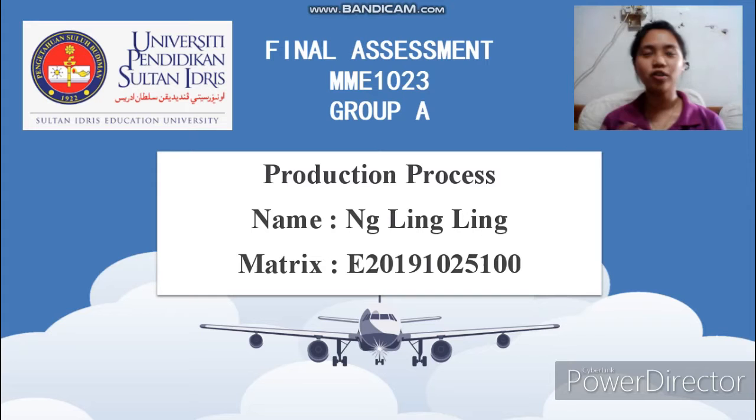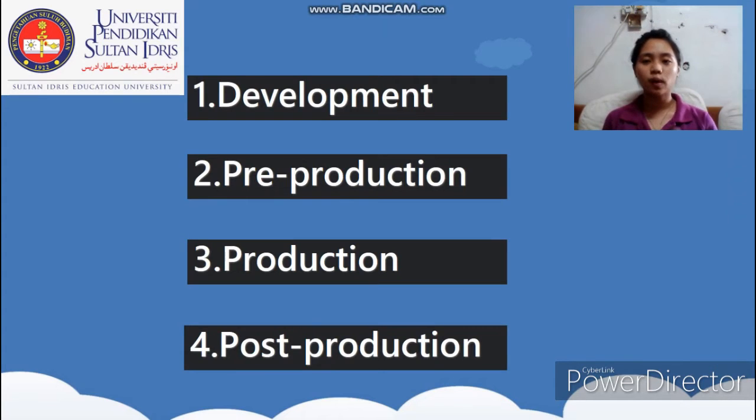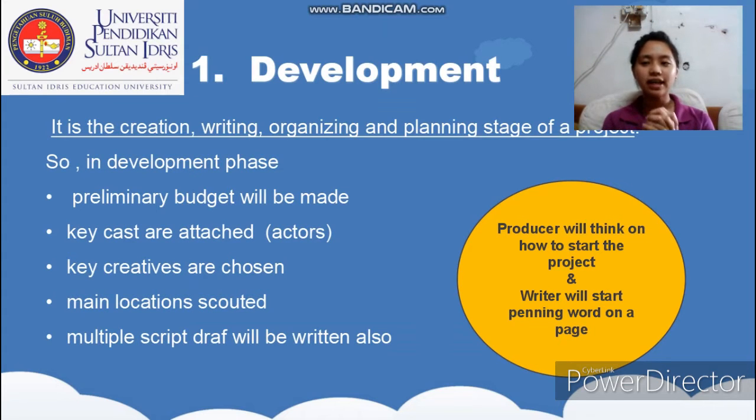Before you shoot your video, there are four production processes you have to consider before you start shooting. The first one is development, second pre-production, third production, and last one is post-production. Development is actually the creation, writing, organizing, and planning stage of a project.